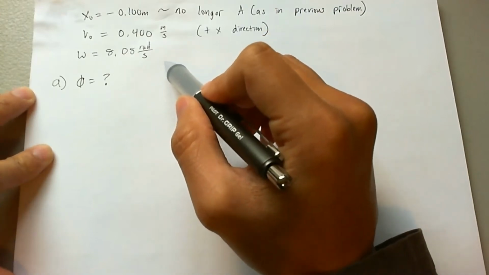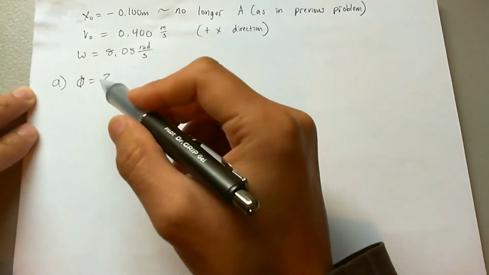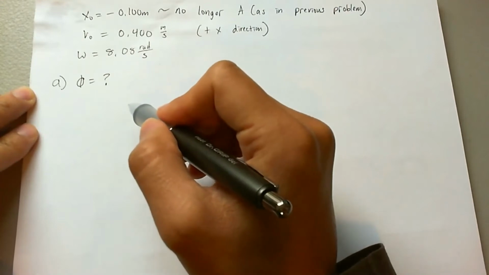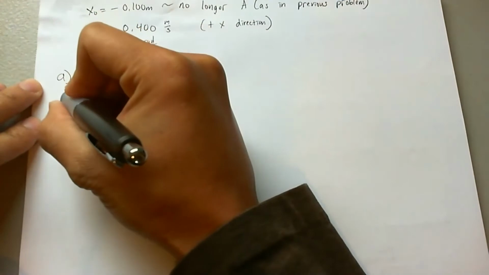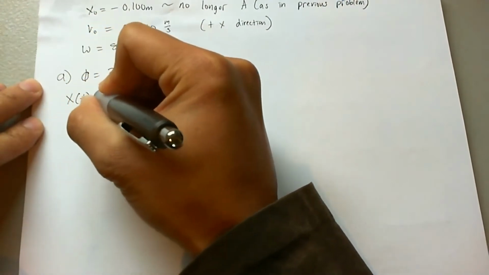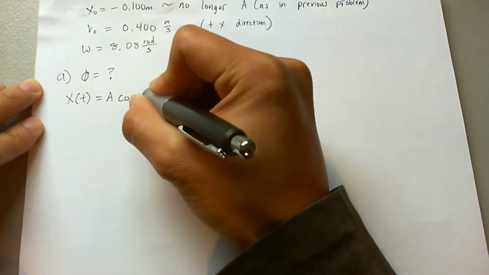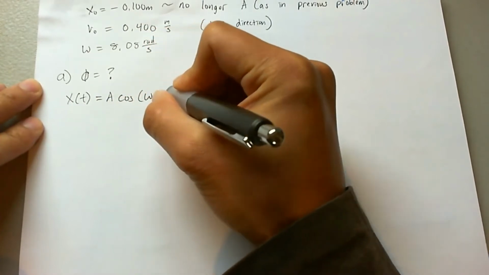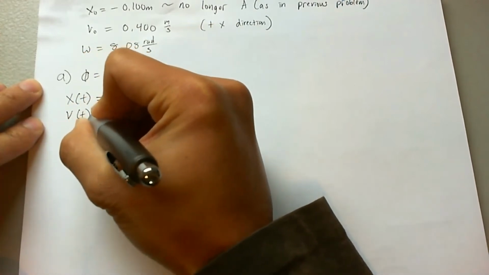in this new problem. And for part A, which is the whole point of this video really, is to find phi, because that's the hard part. So let's go ahead and do that. First thing is let's look at equations of state. So you got the position equation, you got the velocity equation.